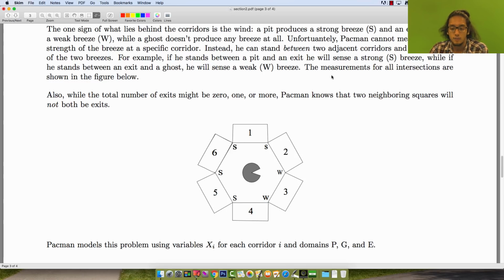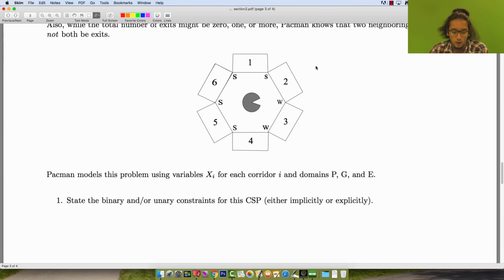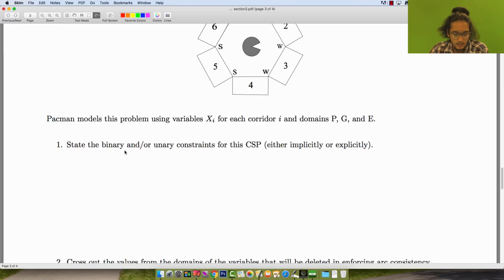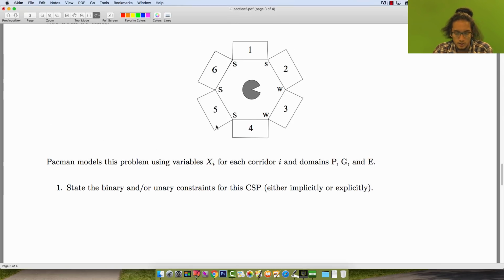And one of the constraints in the problem is that you will not have two exits side by side. Okay, so part one is to state the binary and or unary constraints in the CSP, either implicitly or explicitly. Okay, so let's use xi to represent each of the variables, which means that we're going to have basically 6 variables, so x1 through x6.